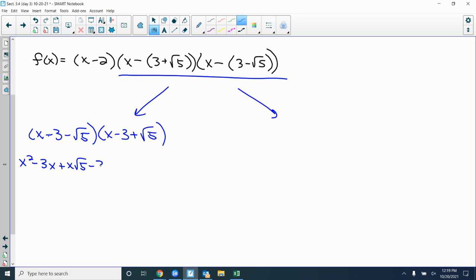Negative 3 times x is minus 3x. Negative 3 times negative 3 is plus 9. Negative 3 times square root of 5 is minus 3 square root of 5. Minus x square root of 5 plus 3 square root of 5. And then lastly, negative square root of 5 times positive square root of 5 is minus 5. All right, combine all your like terms, simplify that.